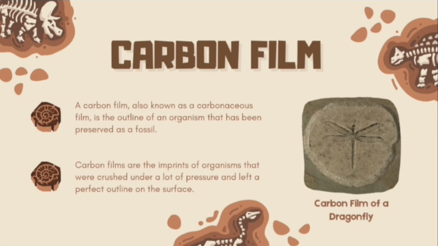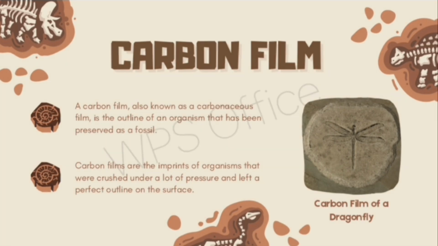Carbon film. A carbon film, also known as a carbonaceous film, is the outline of an organism that has been preserved as a fossil. Carbon films are the imprints of an organism that were crushed under a lot of pressure and left a perfect outline on the surface.